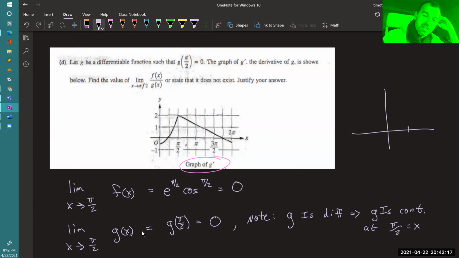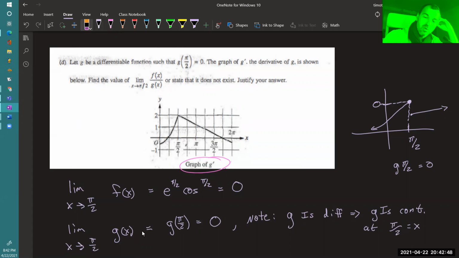Because, for example, let's say that this is pi over 2, and let's say that this is 0. I'll just put it up there just for fun. If my function looks like this, then we know that, yes, g of pi over 2 could equal 0. But it doesn't necessarily mean that the limit of g of pi over 2 is equal to 0.